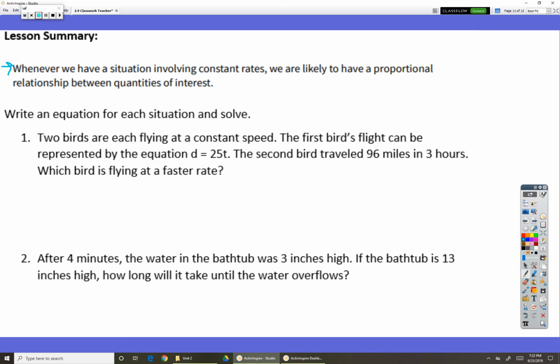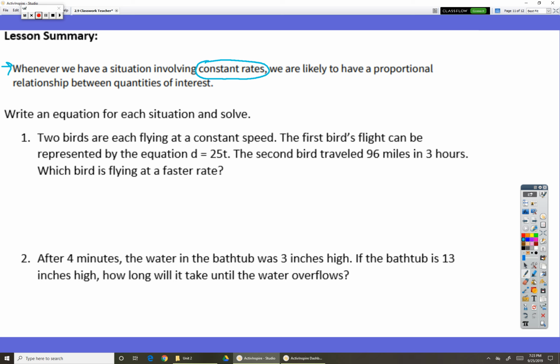Whenever we have a situation involving constant rates, we are likely to have a proportional relationship between quantities of interest. So basically, when we have constant rates, like someone's traveling at the same rate, or checking comments at the same rate, or flying at the same rate, then we're likely to see a proportional relationship, and we can write a proportional relationship equation.